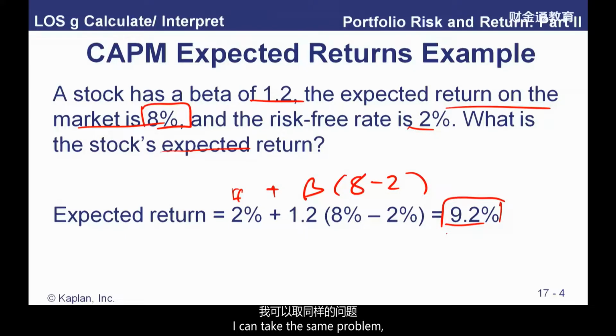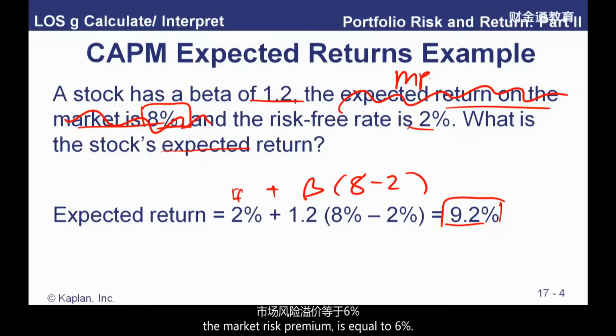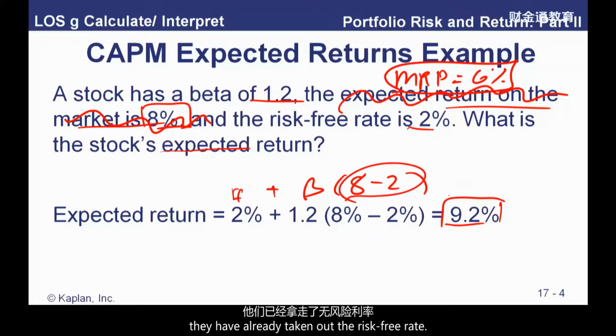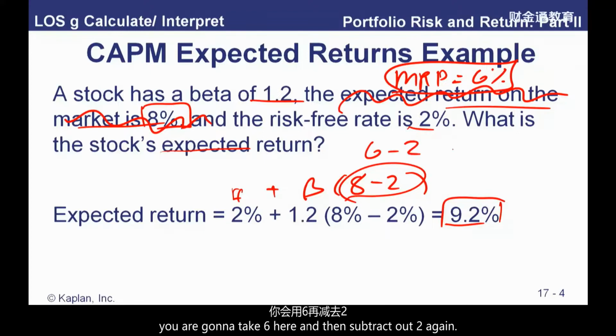I could take this same problem, just what you see here, and change the expected return on the market of 8%. I'm going to get rid of that. Take that out. Okay? And instead, I plug in the MRP, the market risk premium, is equal to 6%. I haven't changed the problem at all. If they give you this 6%, what they're saying is they've already taken out the risk-free rate. And the danger is that you're going to take 6 here and then subtract out 2 again.